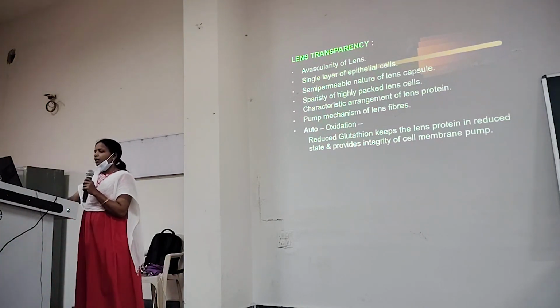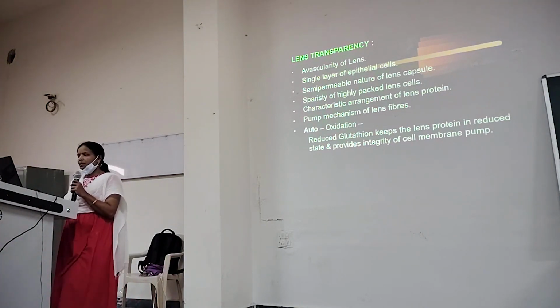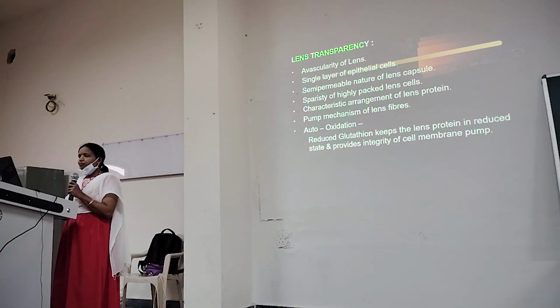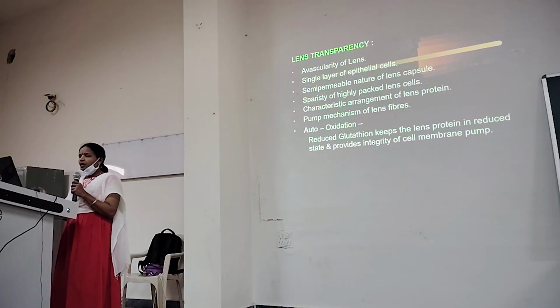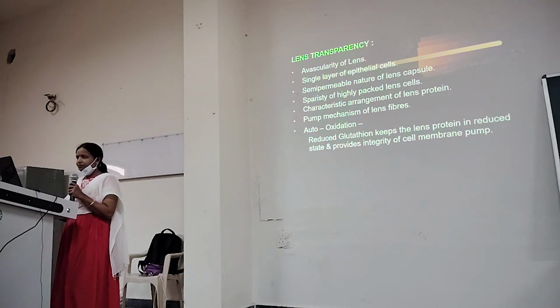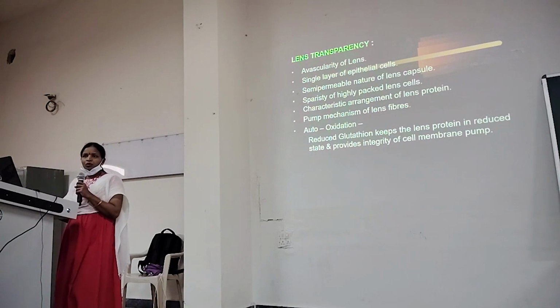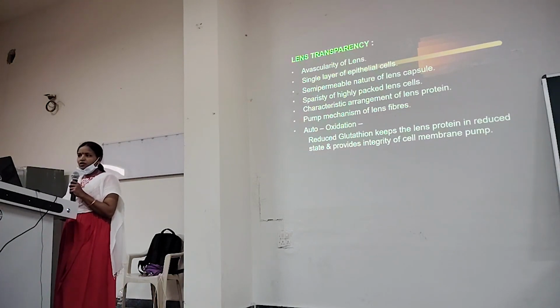Also the pump mechanisms present in the lens fibers, and the anti-oxidation mechanism, that is glutathione. Glutathione should always be present in a reduced state. This keeps the lens proteins also in the reduced state and maintains the integrity of the cells and also the pump mechanisms. And this is in brief about anatomy and physiology.